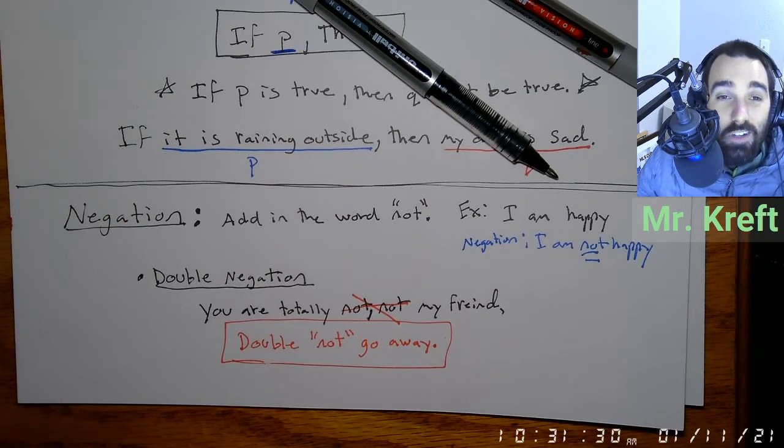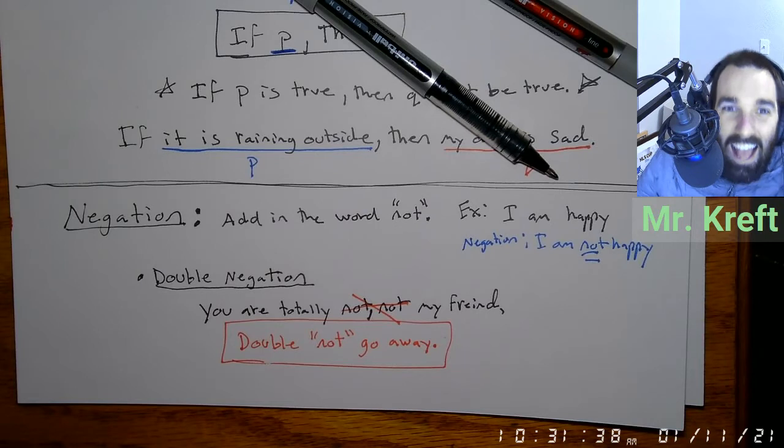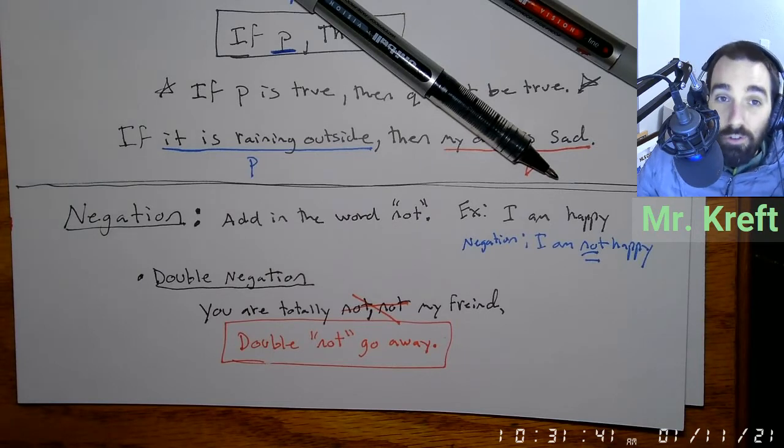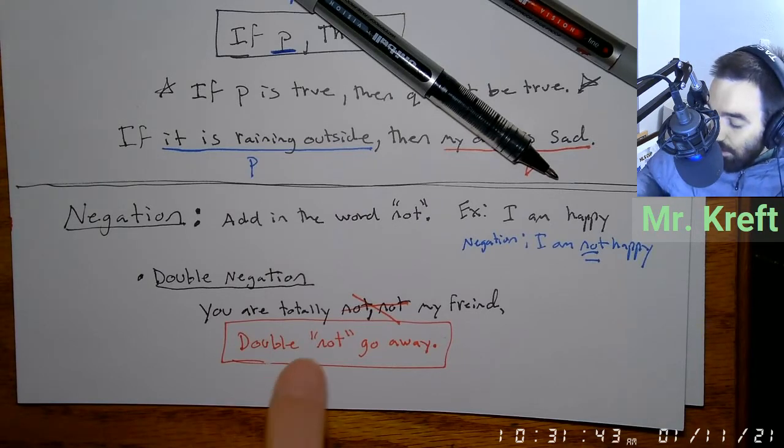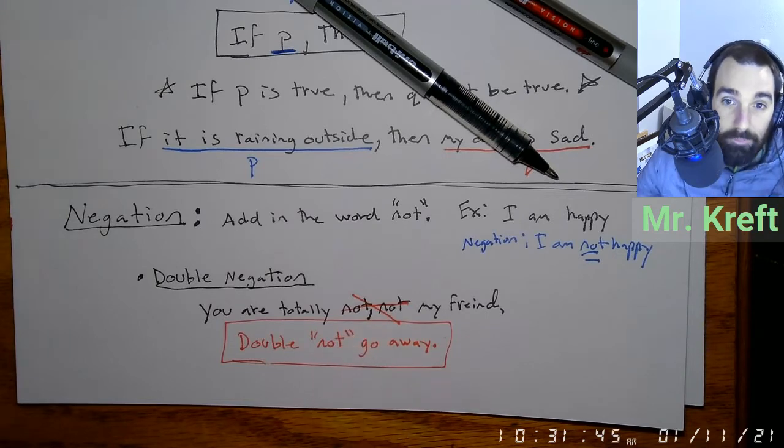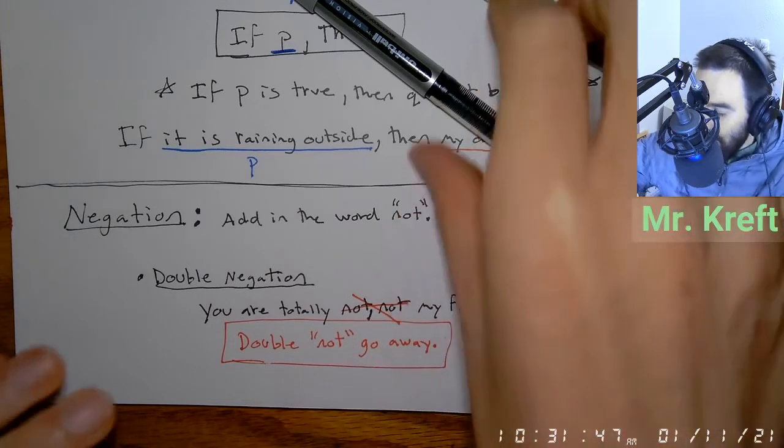So a not, that's a double negation, okay? That would be like, you totally do not have homework. Right? So yes, you have homework. That's what it means, right? So double negatives, they cross off, they go away. Okay, and we're going to practice that in a little bit.